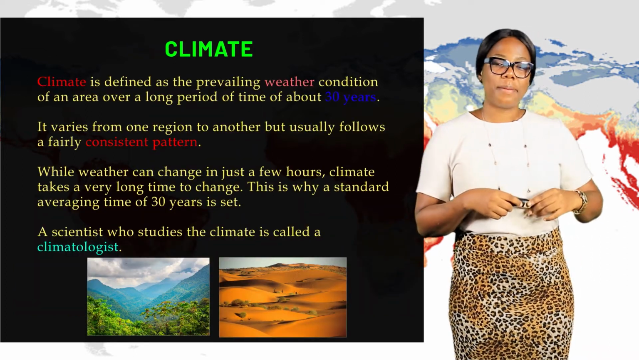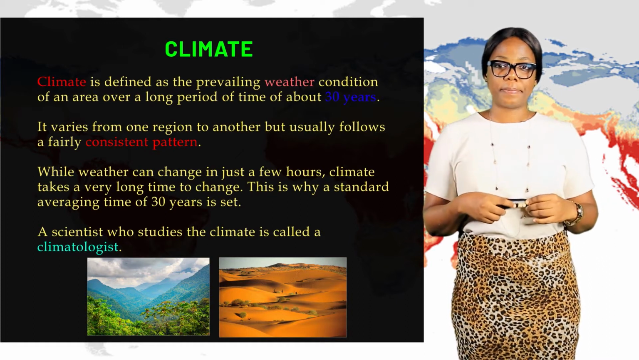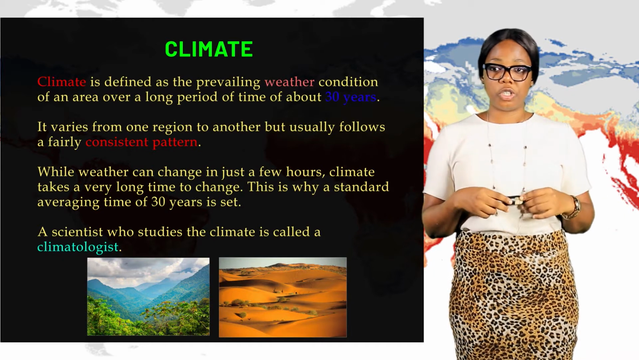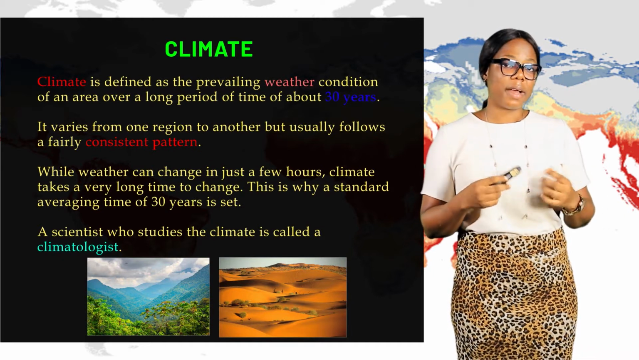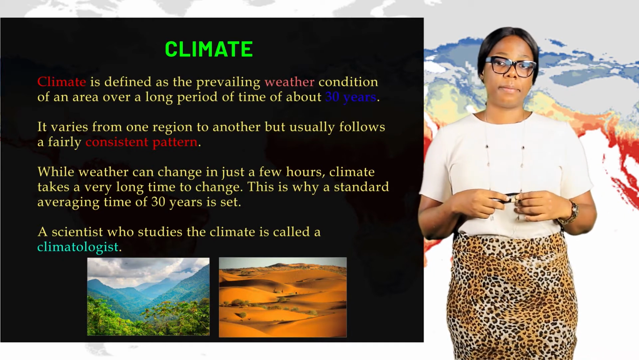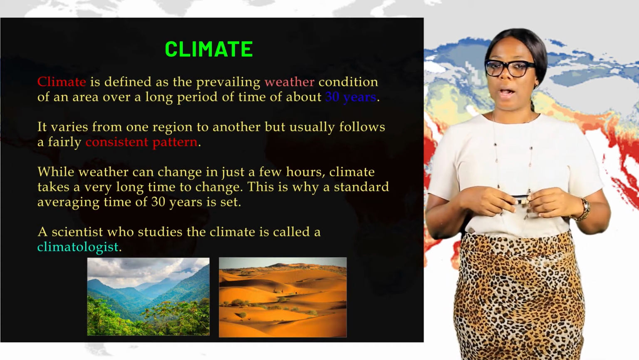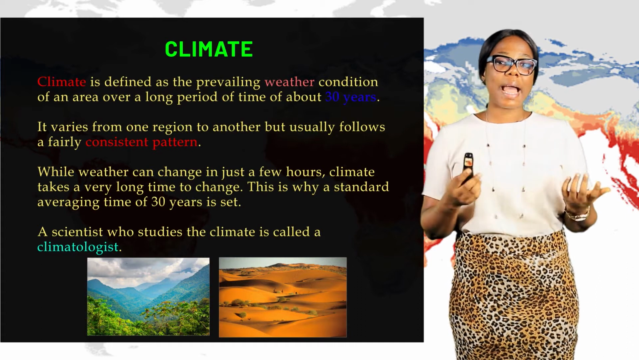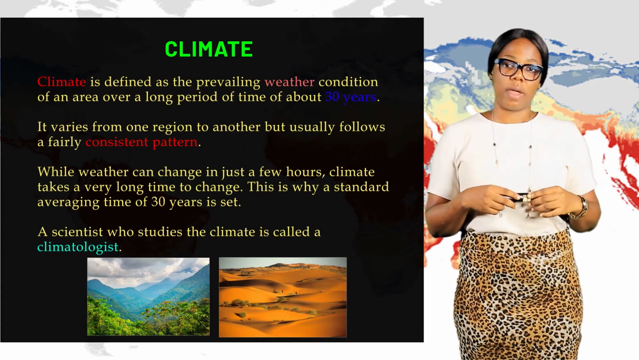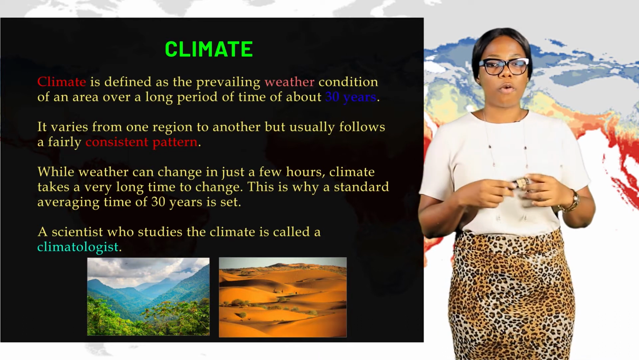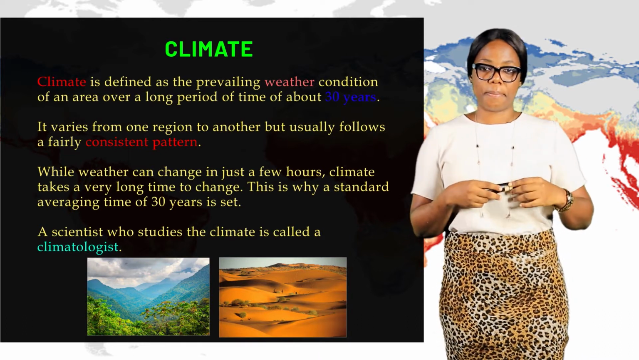Now let's take a look at the meaning of climate. Climate is defined as the prevailing weather condition over an area for a long period of time. The period of time is estimated to be about 30 years. Climate is not the same everywhere. It varies from one region to another, but usually follows a consistent pattern.